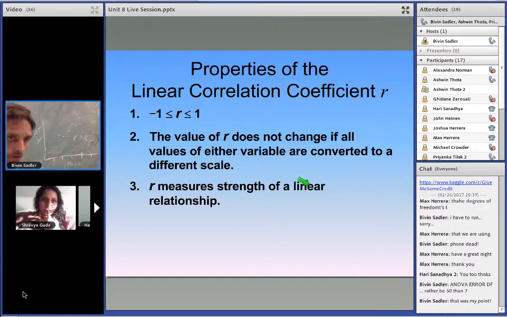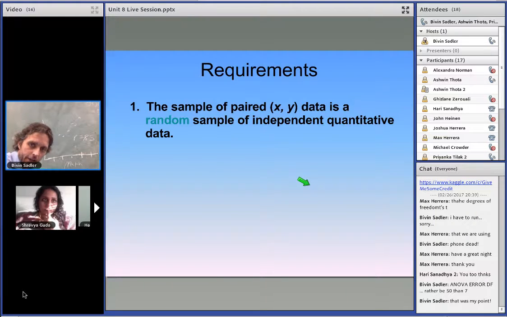And finally, R measures the strength of a linear relationship, not a quadratic one. If R is 0, it doesn't mean that the data are not correlated. It just means that the data are not linearly correlated. Very, very big. That's going to come up in all sorts of units from now into the second half of this course and beyond. So what do we need?